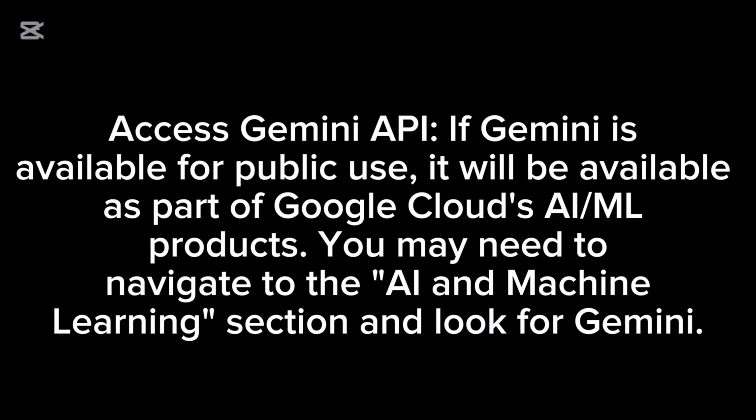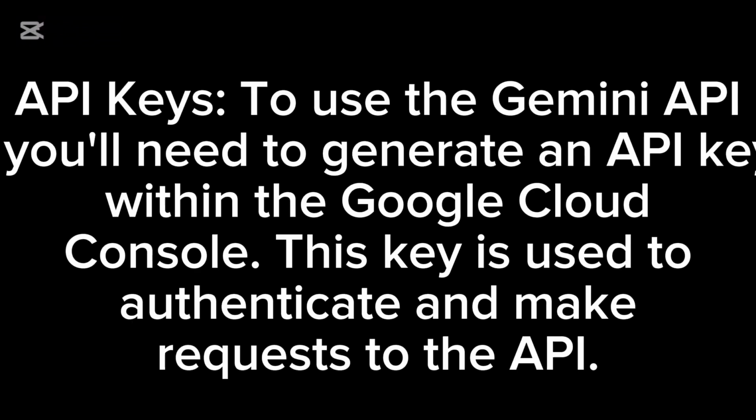Access Gemini API. If Gemini is not available for public use, it will be available as part of Google Cloud's AI/ML products. You may need to navigate to the AI and machine learning section and look for Gemini. API keys. To use the Gemini API, you'll need to generate an API key within the Google Cloud Console. This key is used to authenticate and make requests to the API.